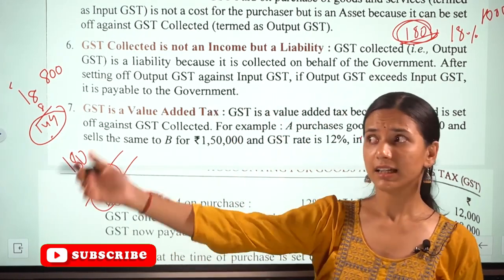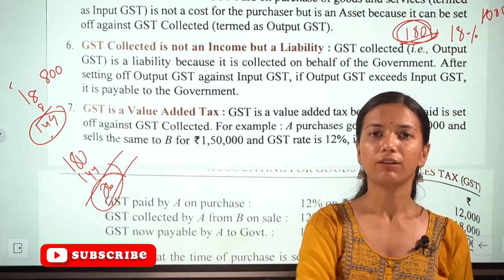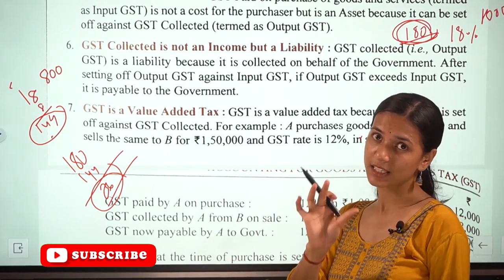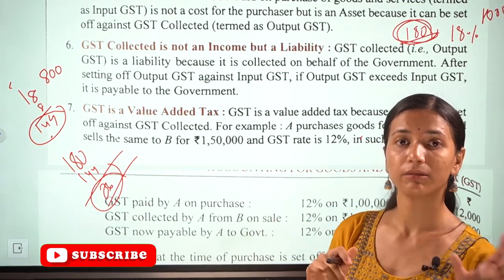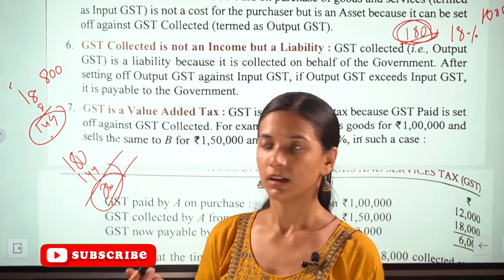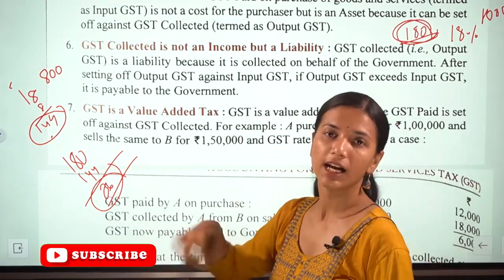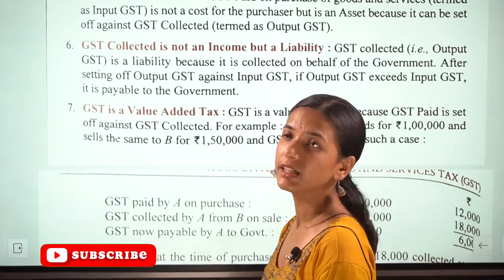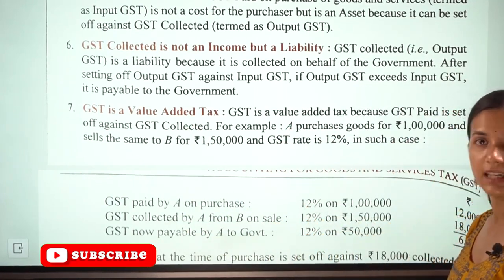I cannot say to the customer that no, I have paid 180 rupees, you need to pay 180 rupees only. No, that tax is charged on the price. Whatever price you are charging, on that price the tax will be charged. So that amount we are liable to pay to the government. So GST collected is not an income and it is a liability.